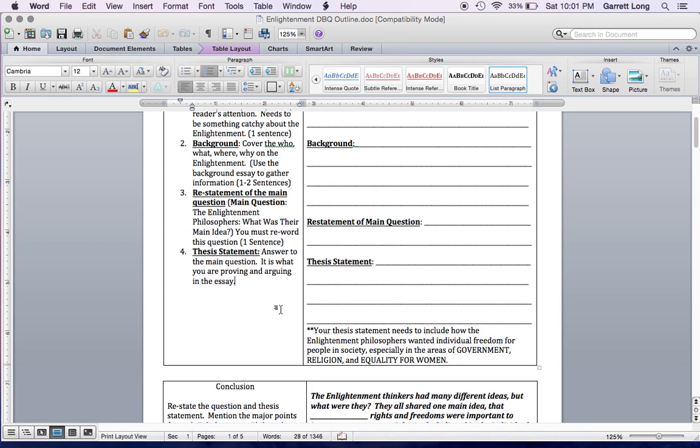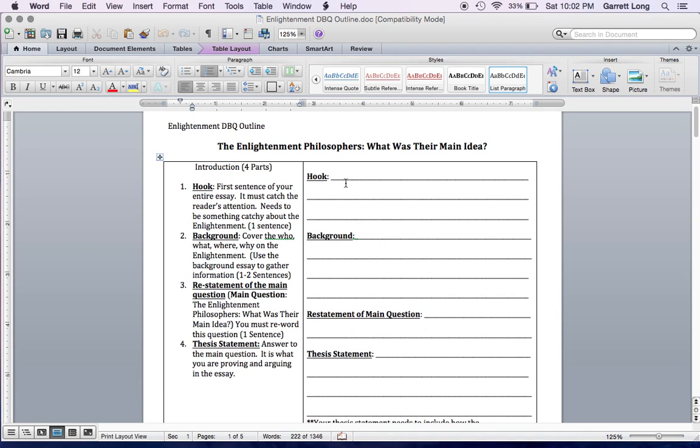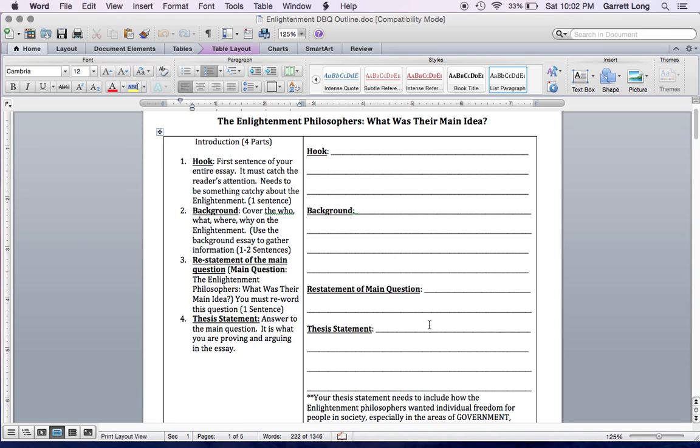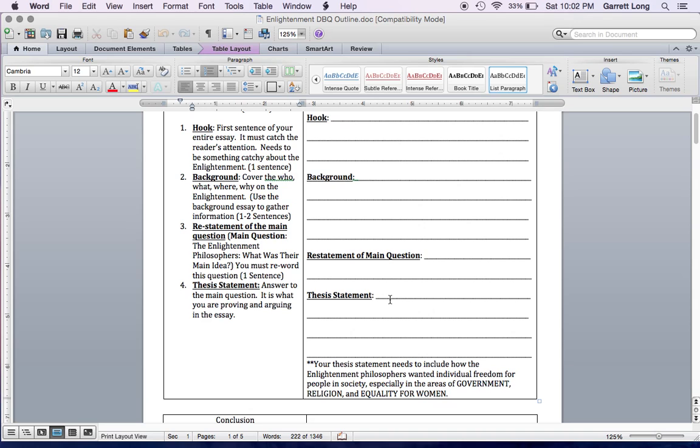So what you guys are going to do is you will write your hook on these lines, you will write your background information on these lines, you will write your restatement of your main question on this line, and then finally, most importantly, your thesis statement.